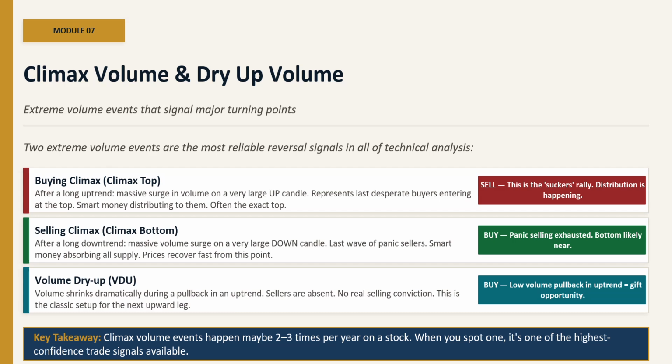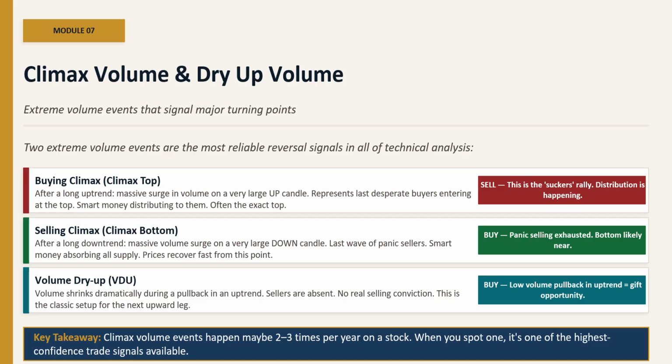Climax volume and volume dry up. Two extreme volume events are among the most reliable signals in all of technical analysis. Buying climax. After a long uptrend, there is a massive surge in volume on a very large up candle. This represents the last desperate buyers entering at the top. Smart money is distributing to these late buyers. This often marks the exact top of a rally.